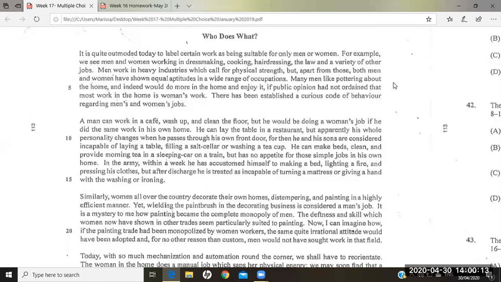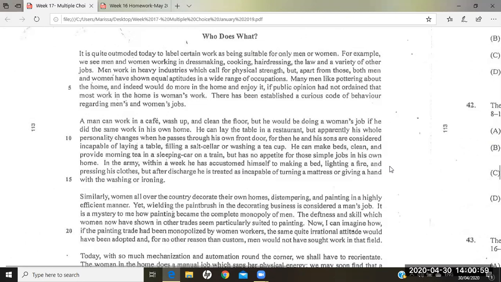There has been established a curious code of behavior regarding men's and women's jobs. A man can work in a cafe, wash up, and clean the floor, but he would be doing a woman's job if he did the same work in his own home. He can lay the table in a restaurant, but apparently his whole personality changes as he passes through his own front door, for then he and his sons are considered incapable of laying a table, filling a salt cellar, or washing a teacup. He can make beds, clean, and provide morning tea in a sleeping car on a train, but has no appetite for those simple jobs in his own home.